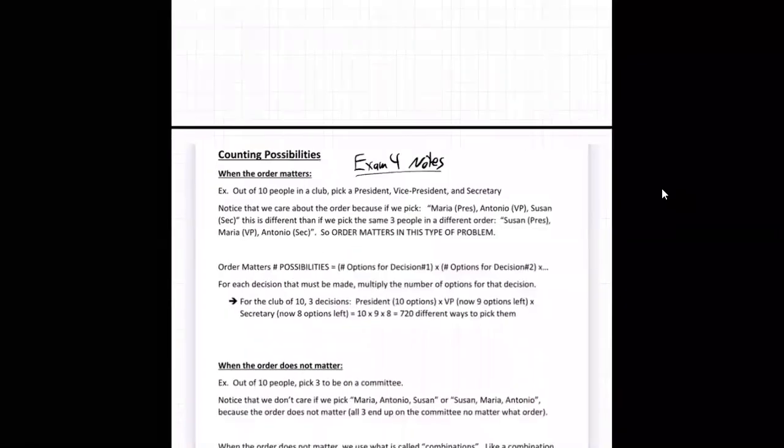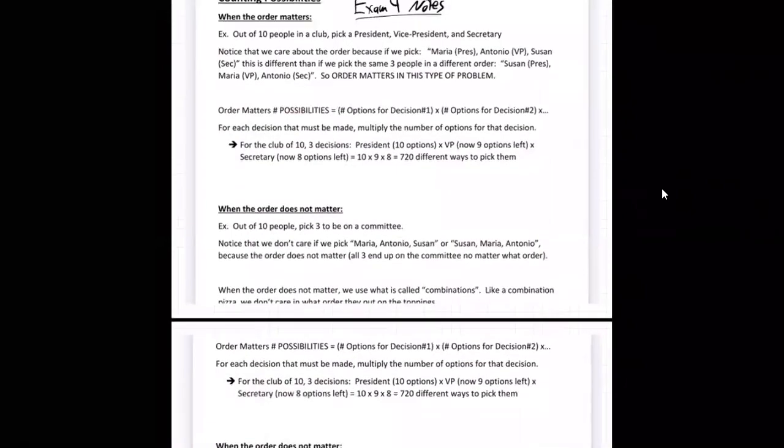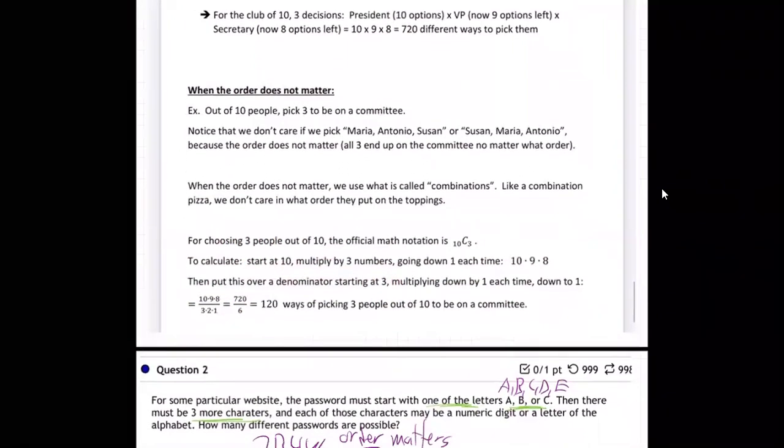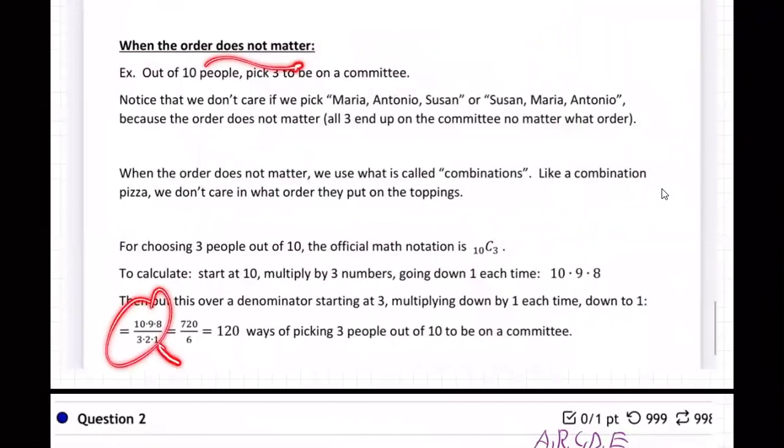So if you look at the notes, exam 4 notes, when the order matters, that's when you do decisions options. We're not doing that. We're down here when order doesn't matter. Let me show you the full thing. When order doesn't matter, what do we do? Here's an example. For choosing 3 out of 10, we're choosing 5 out of 9, right? We have 9 people total. Pick 5 for a committee. You start at the 10, and multiply 3 numbers. So start with this number, multiply that many numbers, going down 1 each time, 10, 9, 8. That looks like decisions options, but then put this over a denominator starting at that smaller number, going all the way down to 1. So you put that over 3, 2, 1. That's the difference. When order does not matter, you've got to have a denominator to make it smaller, because if order doesn't matter, you have fewer options.